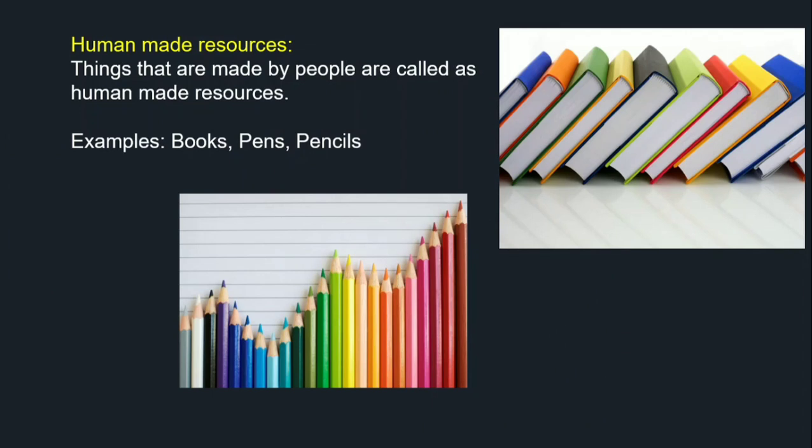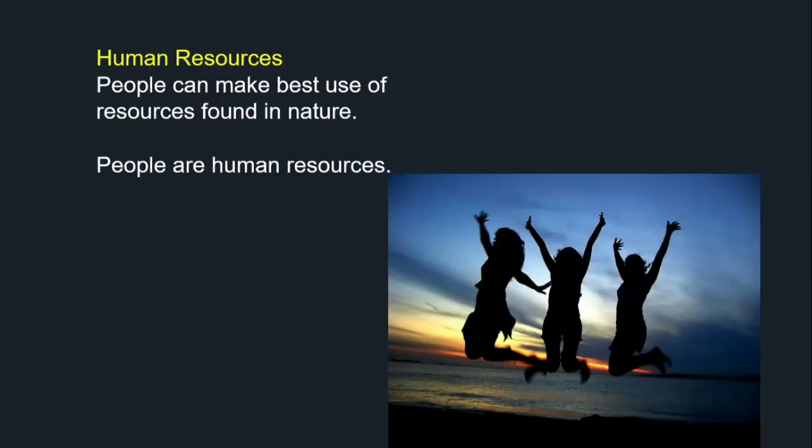Human-made resources. Things that are made by people are called human-made resources. We make the things. For example, we make pens, pencils, books, etc. Human resources. People can make the best use of resources found in nature. People are human resources. Human resources include people who serve us in any form or occupation like teacher, doctor, carpenter, etc.